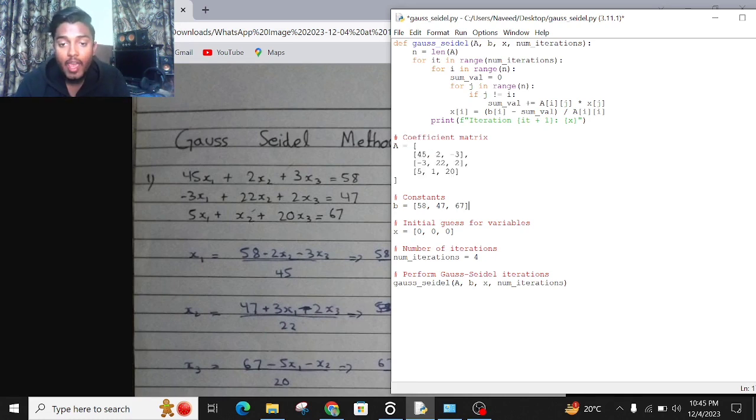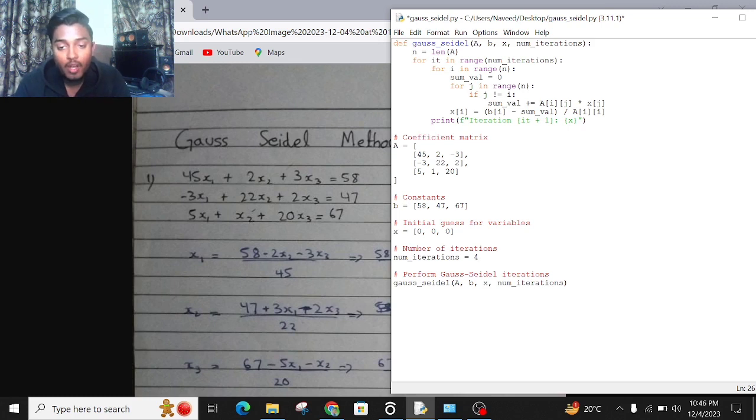So the first matrix is the elements present on the left hand side of all the equations, and the constant b is the list of the elements present on the right hand side of all three equations. Then there is the initial guess variable, where we consider the zeroth iteration to be 0 0 0. And we have the number of iterations here. You can put 4 or 5 iterations if you want, just put the number here and you will get the respective iterations.